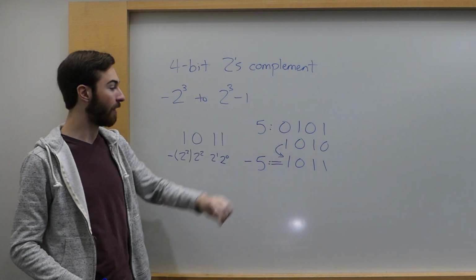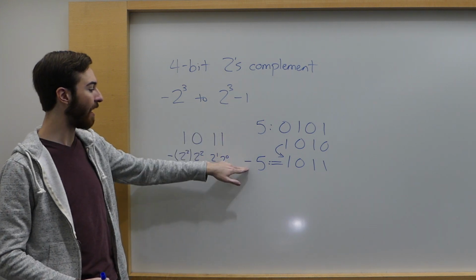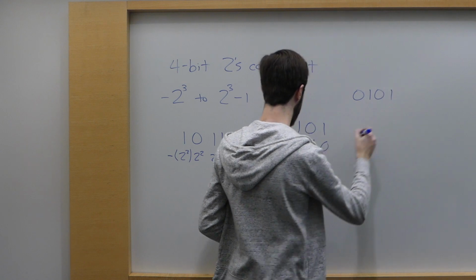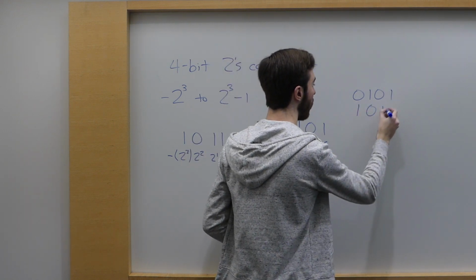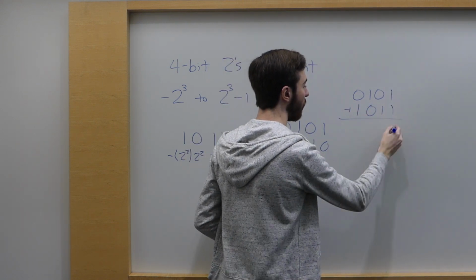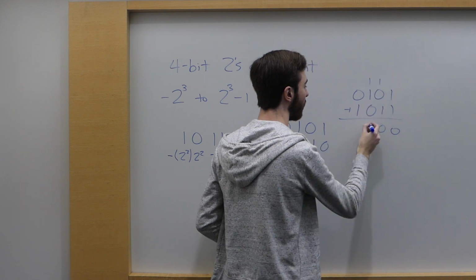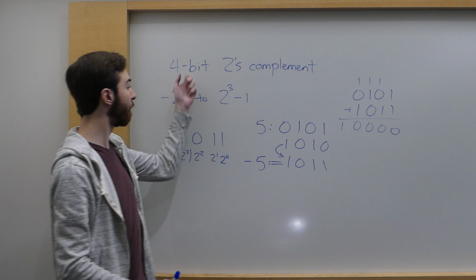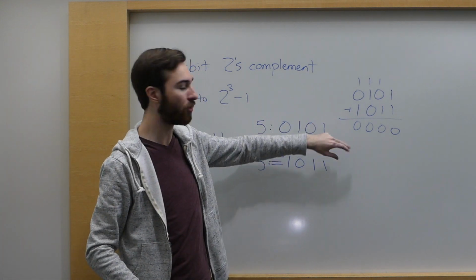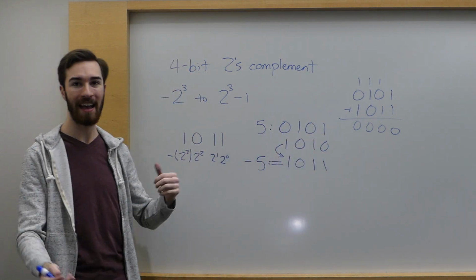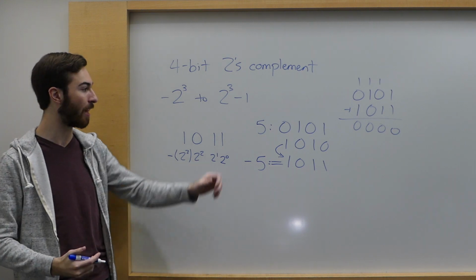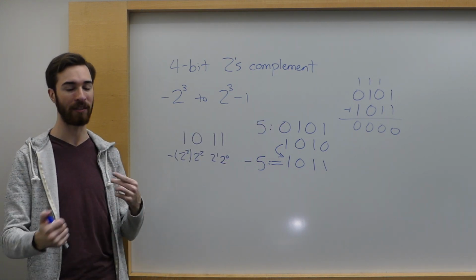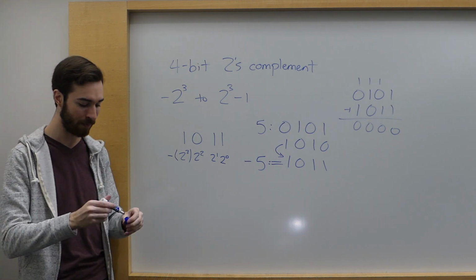The reason we like this is because now when we add 5 and -5 together, 0, 1, 0, 1 plus 1, 0, 1, 1, carrying the 1 each time. And since we're only working with 4 bits, this last leading 1 just disappears. And when you add a number and its negative in 2's complement, you'll always get 0 without having to worry about sign bits or doing addition or subtraction depending on what the numbers are.